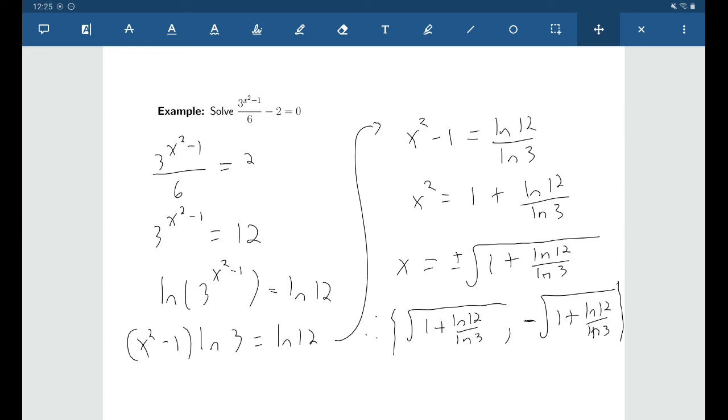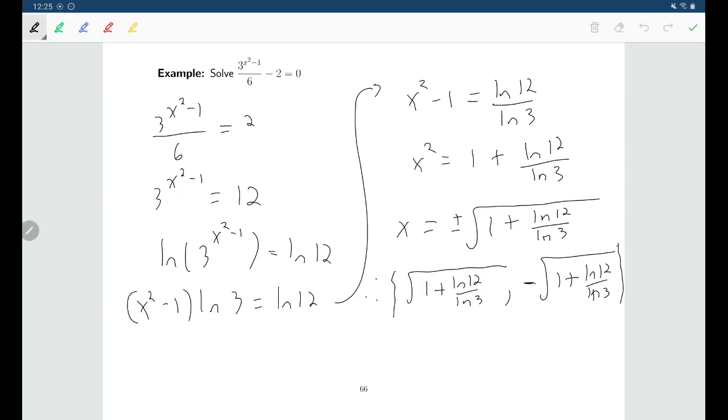And again, we don't have to check our solutions because this was an exponential equation, and it's only for logarithmic equations that that's required. You might notice here that this natural log of 12 over natural log of 3, using your change of base formula, is the same thing as log base 3 of 12. So if you had taken your equation and rewritten it with log base 3, instead of what I have, you would have plus or minus the square root of 1 plus log base 3 of 12.